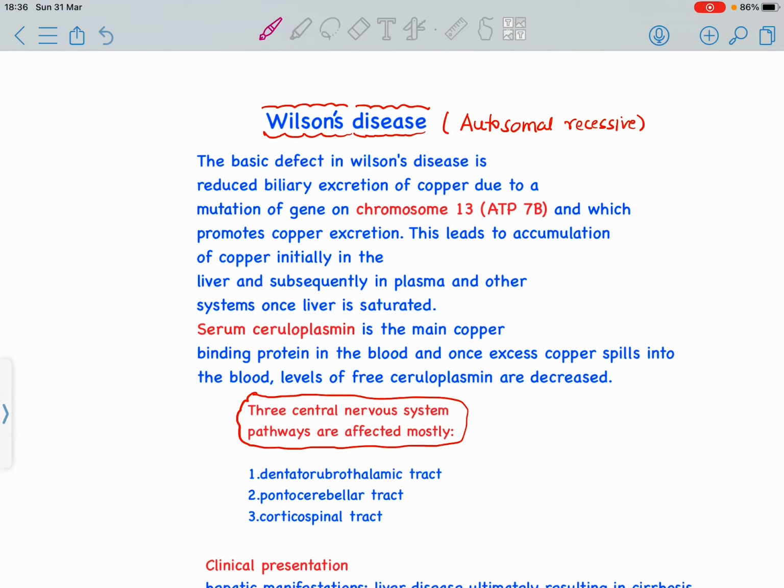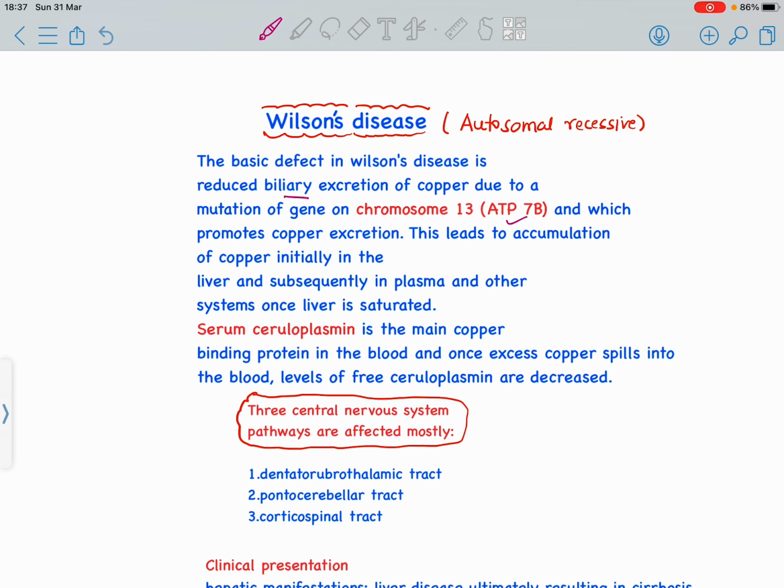Wilson disease, also known as hepatolenticular degeneration, is a rare autosomal recessive disorder of copper metabolism that affects multiple tissues. So, the basic defect in Wilson disease is reduced biliary excretion of copper, and that is due to mutation of a gene that is present on chromosome number 13, and the gene is ATP7B, and it basically promotes copper excretion.